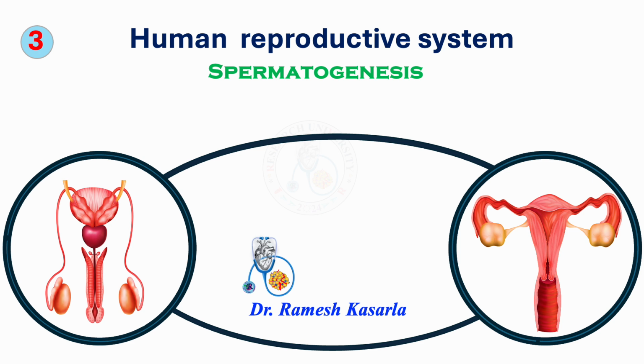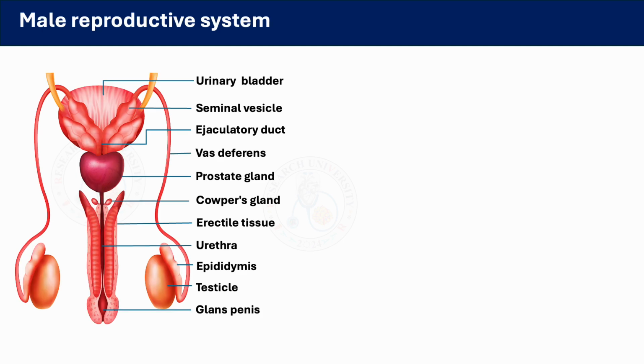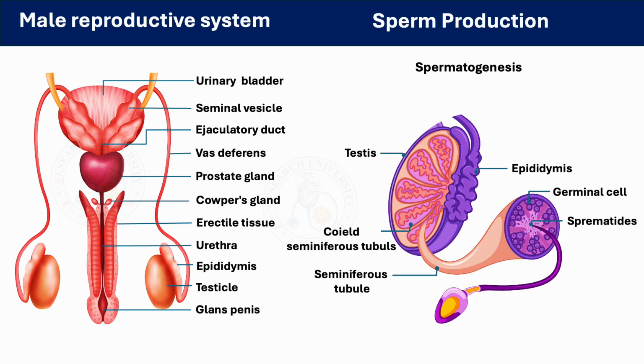Before proceeding, I encourage you to watch the previous videos on the male reproductive system and spermatogenesis for better understanding. The male reproductive system and spermatogenesis are integral to sperm production, storage, transportation, as well as the release of semen and urination. Spermatogenesis is the process in which sperm cell production occurs.